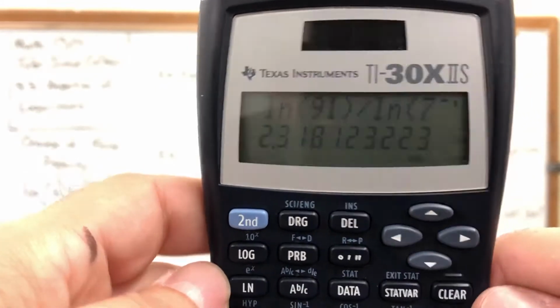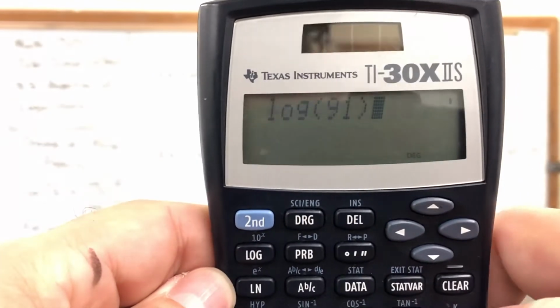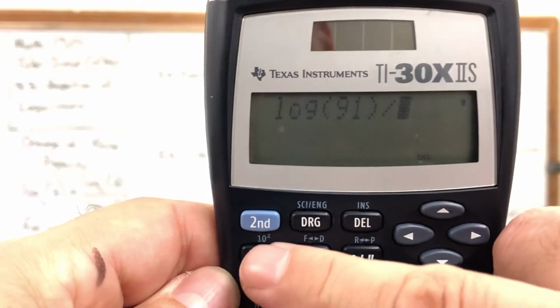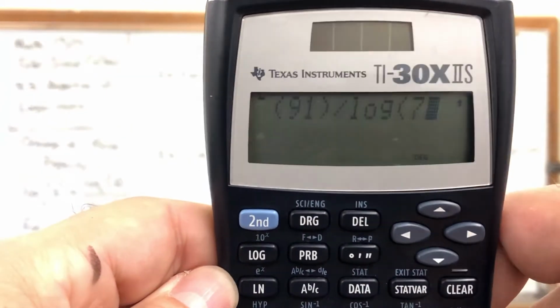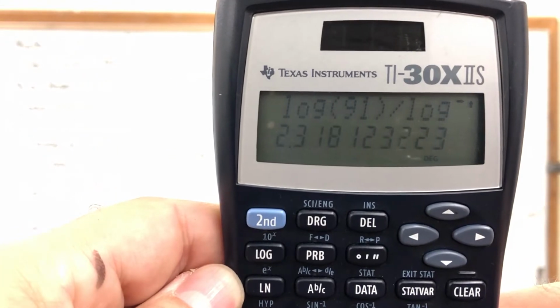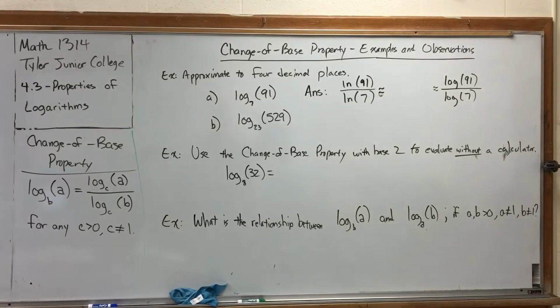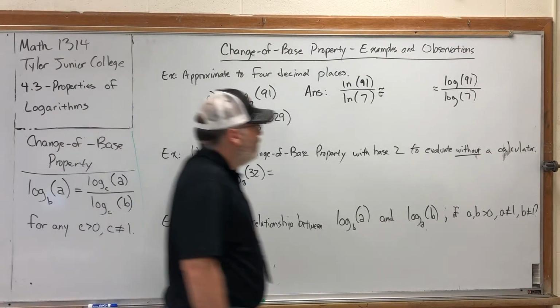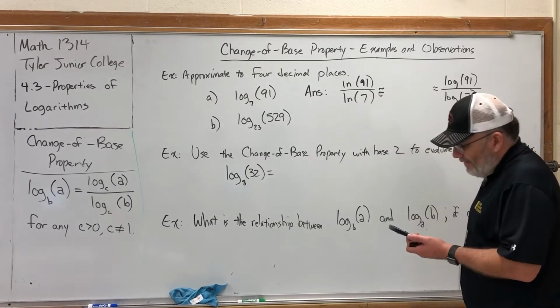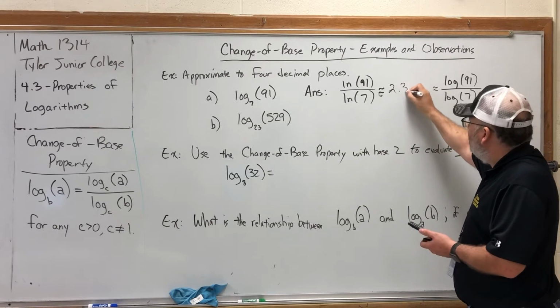Had I used log, 91, close parentheses, divided by log 7, close parentheses. Exact same answer, 2.3181. It doesn't matter what base you choose. Just choose one. But if you're going to use a calculator, you should probably choose base 10 and use the log button, or base e and use the ln button. But regardless, it's approximately 2.3181.